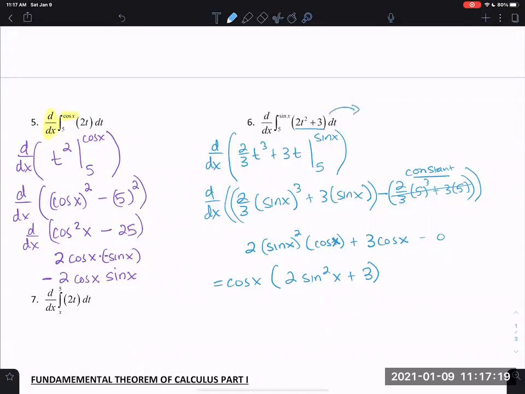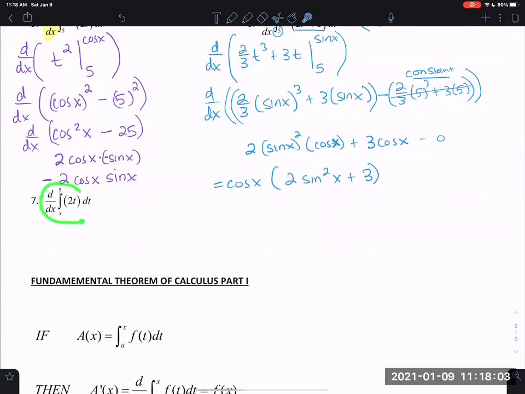If I went straight to just using what I had in the previous problem and what we had gone over, when you think about doing this, as long as your lower bound is a constant, you know that's going to zero out. I'm going to take my upper bound and plug it directly in. And then my final move is to multiply by the derivative of the bound. And that is exactly that.